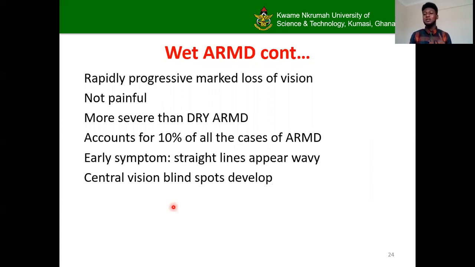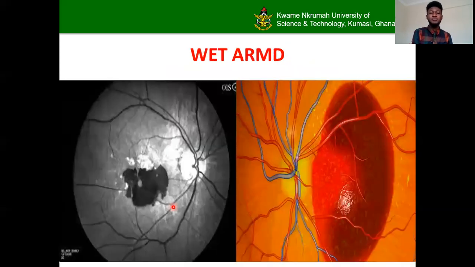Rapidly progressive, marked loss of vision, not painful, more severe than dry AMD, accounts for 10% of all cases of AMD, as dry accounts for 90% of AMD. Early symptoms: straight lines appear wavy, and central vision blind spots may develop. This is an image showing the wet AMD.